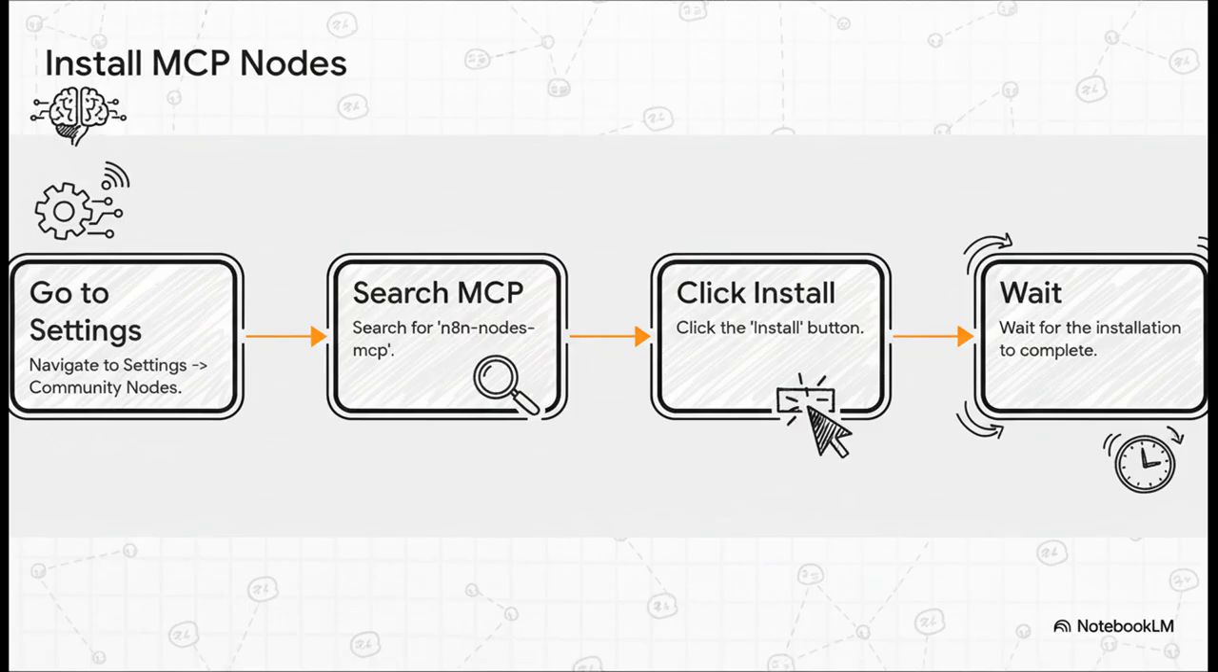The very next step is to give n8n its AI superpowers. So, inside your n8n dashboard, find your way to Settings, and then click on the Community Nodes tab. In that search bar, just type in n8n-nodes-mcp and hit Install. This is the package that contains all the special nodes that let our agent speak that MCP language.